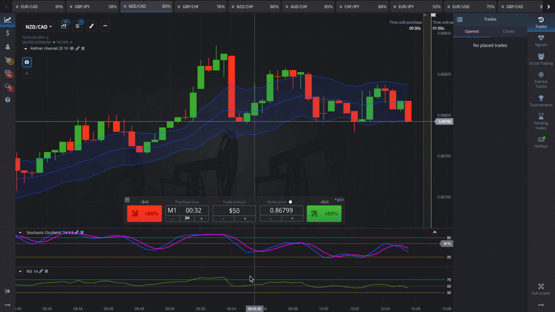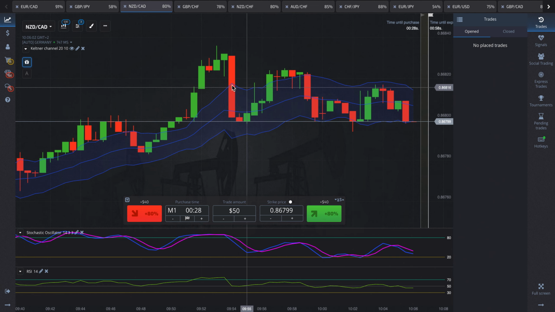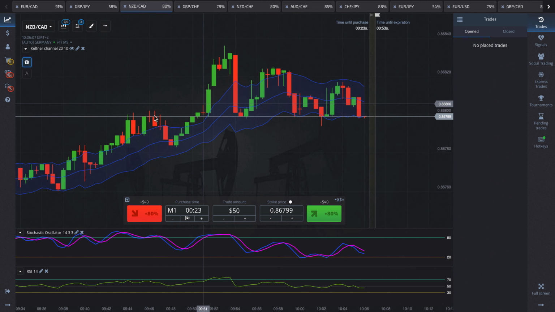See the candle? Boom. Sharp turn here? Boom. Sharp turn here? Boom. Same principle applies when you're in a downtrend. But I do want to show you one more time.